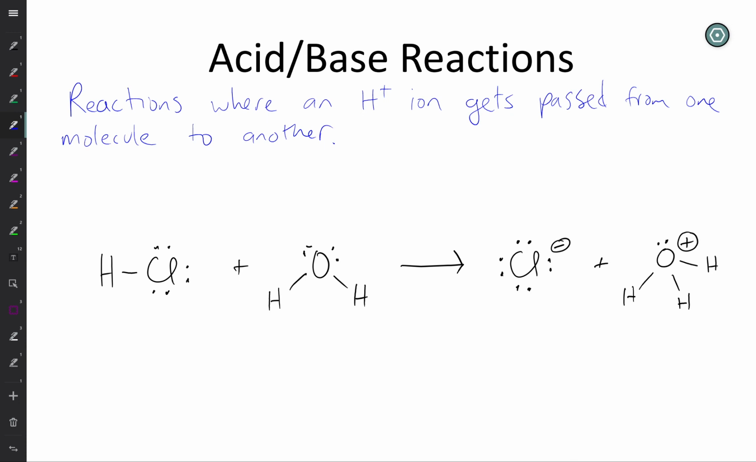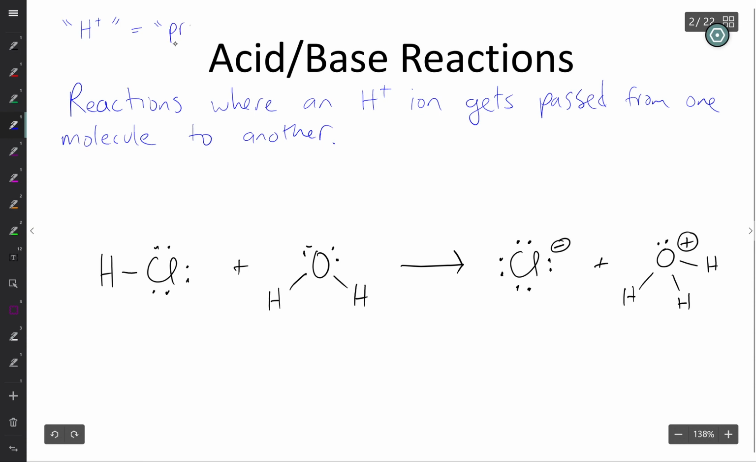We also have another name for it. If you think about it, hydrogen is the first element in the periodic table. So how many protons are there in an atom of hydrogen? One proton. And how many electrons? One. So if you take away the electron and make it H plus, what's left? Just the proton. So we also call these proton exchange reactions. Essentially, the terms H plus and proton are synonymous. So these reactions are also known as proton exchanges.